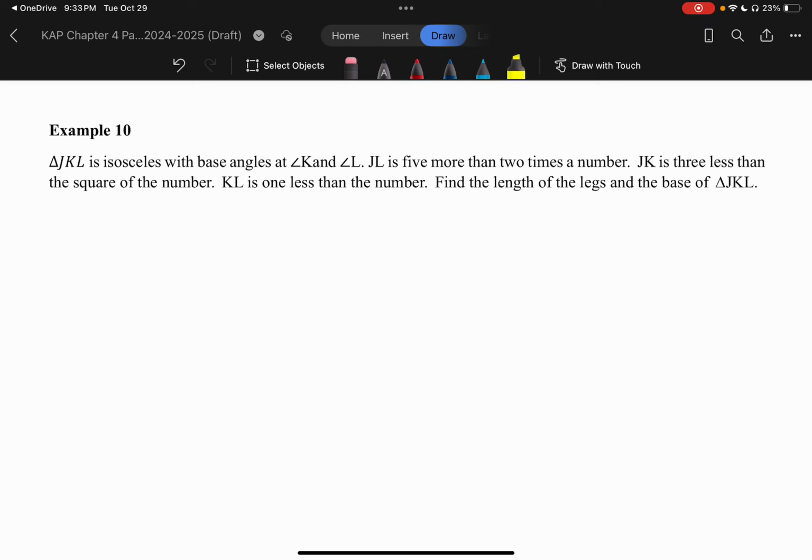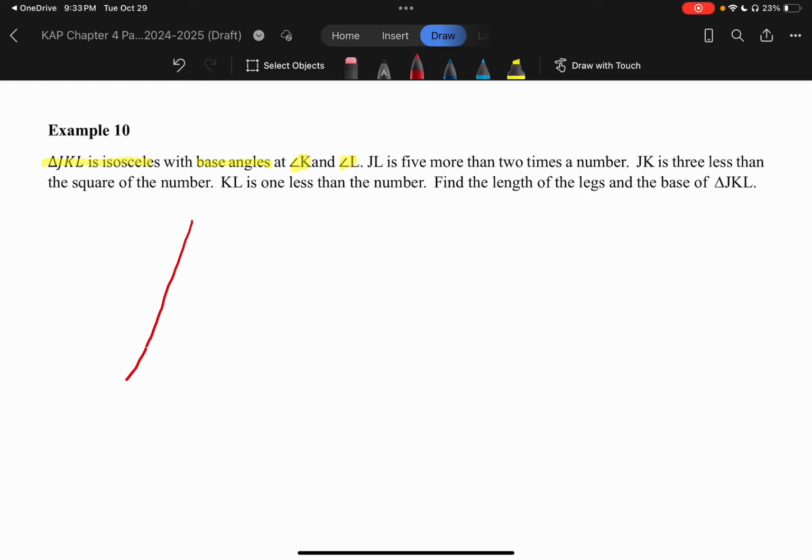So why don't we just start by chunking this up? I want you to look at the first sentence. Triangle JKL is isosceles. So we know we're going to have two congruent sides and two congruent base angles. They're telling you right here that the base angles are K and L. So when I draw this triangle, I know it's isosceles. I know that I'm going to have these congruent base angles and these two congruent sides. And they tell you that the base angles have to be angle K and L. So I know K has to be here, L has to be here. That would mean that in triangle JKL, the J must be at the top, which represents the vertex angle here.